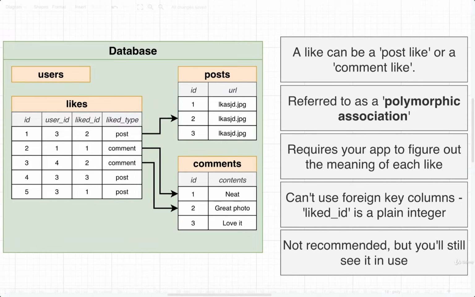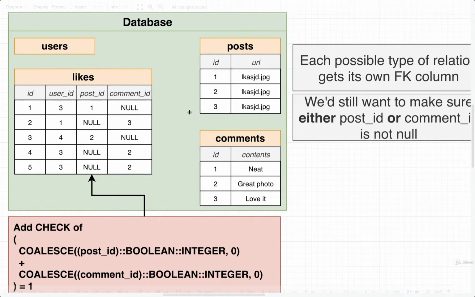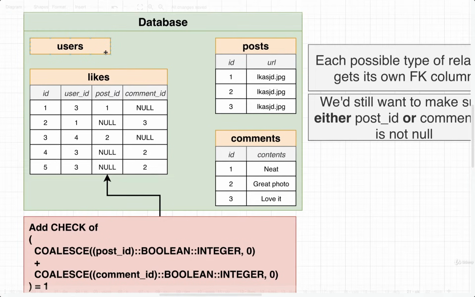Let's take a look at the second way that we could allow a user to like either a post or a comment. All right. So this solution is going to be a little bit more straightforward. Well, maybe it is, maybe it isn't. You tell me. So in this solution, we would still have a table of users, likes, posts, and comments.